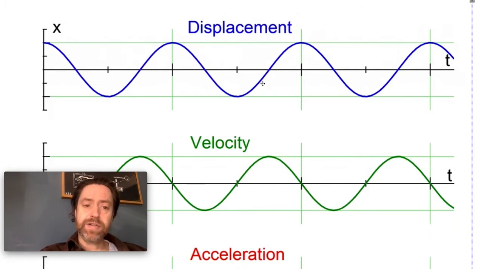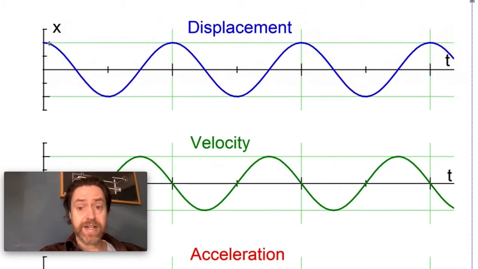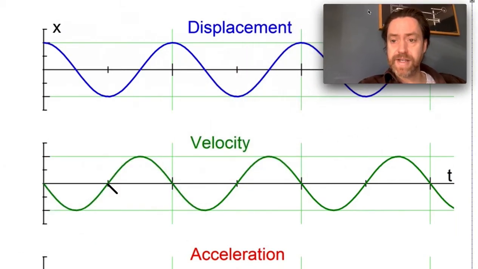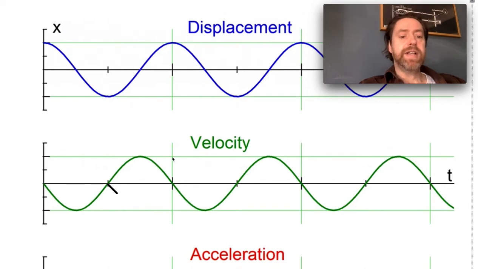Then if we look at the gradient of this graph that tells us at each instant what the velocity is, we get a velocity time graph. So I'll move this out the way. Here we go. And we get a velocity time graph. And this should link quite closely to the analysis we did last time.